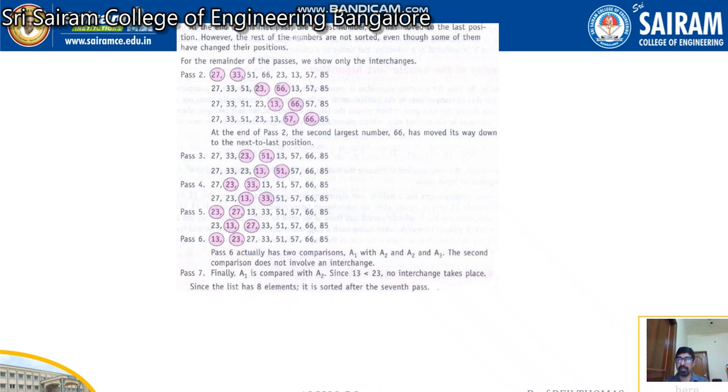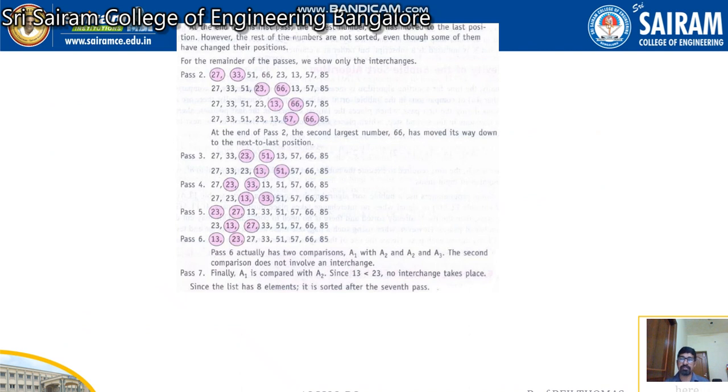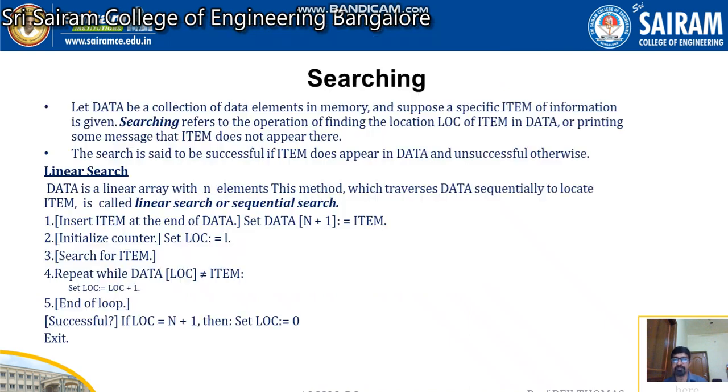We have got 8 elements. So you have taken 7 passes. So at the last pass, what happened? All the elements got placed in the right place. So this is about bubble sort. I hope you understood this.